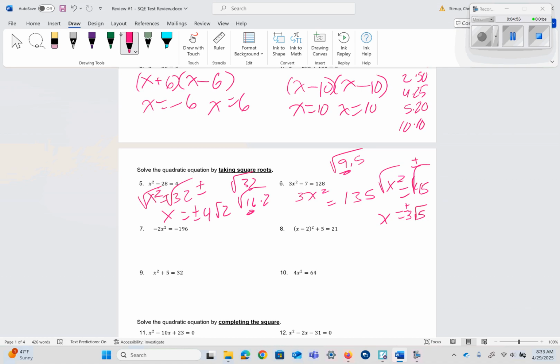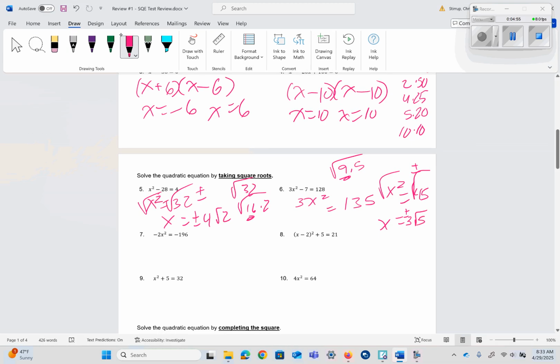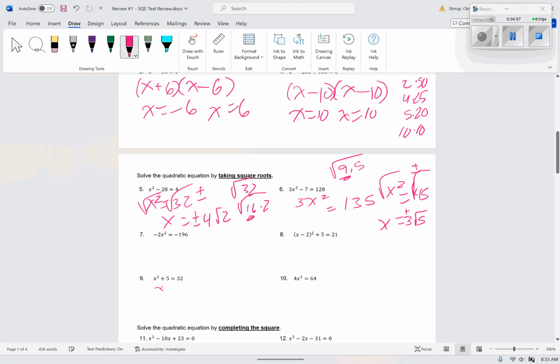Okay, number 9, I'm going to subtract 5 from both sides. So 32 minus 5 is 27. Root, don't forget the plus minus. 27 is going to break down to 9 times 3, which is going to give me 3 root 3. Don't forget the plus minus. I guess I forgot number 7.